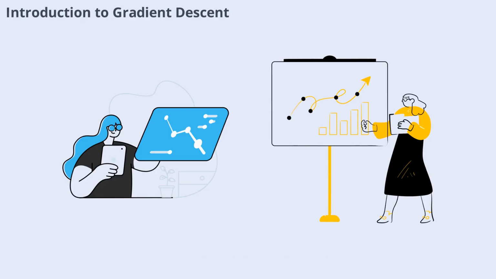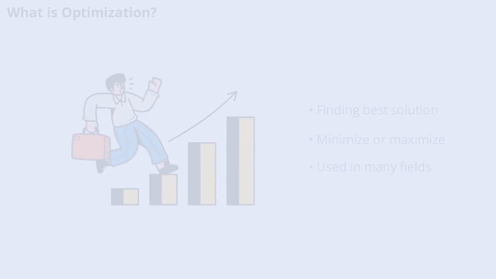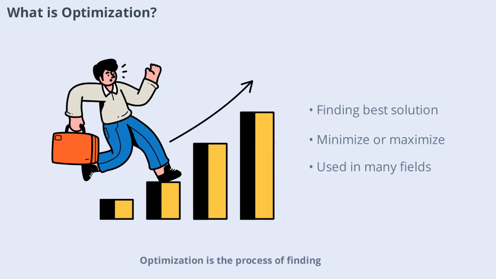Let's begin our journey by understanding what optimization means and why gradient descent is such a powerful tool in this field. Optimization is the process of finding the best solution from all possible options. In mathematics and computer science, it often means minimizing or maximizing a function. For example, you might want to minimize the error in a prediction model or maximize profit in a business scenario. Optimization is everywhere from engineering to economics, and it's the foundation of many algorithms. Gradient descent is one of the most popular methods used to solve these optimization problems, especially when dealing with complex functions that are hard to solve analytically.